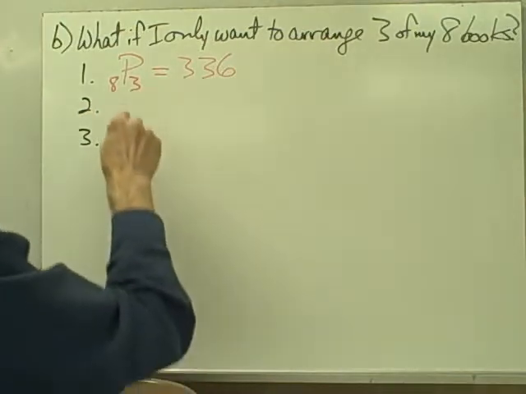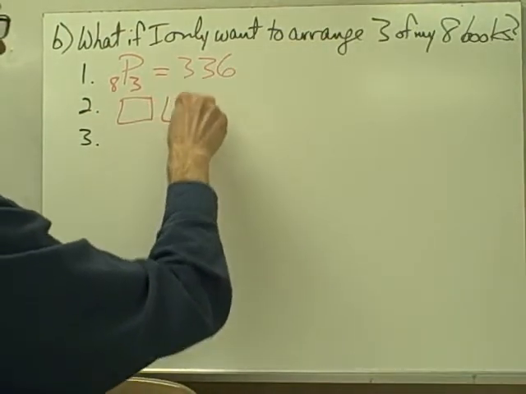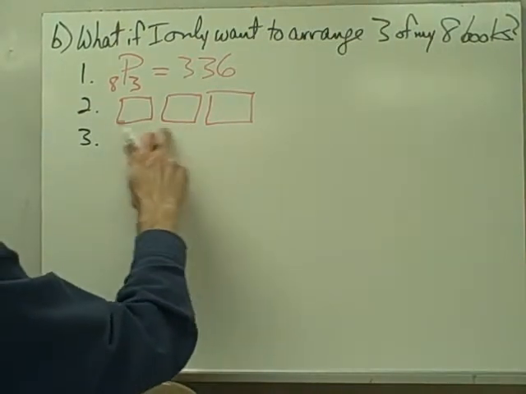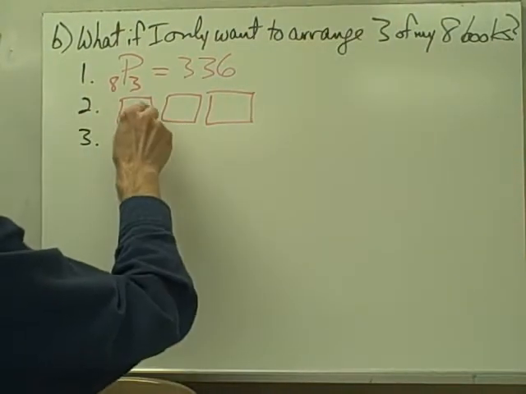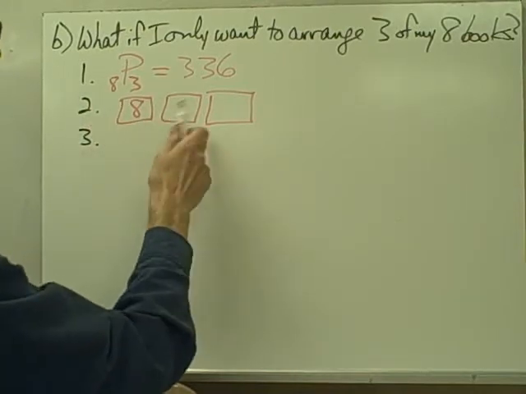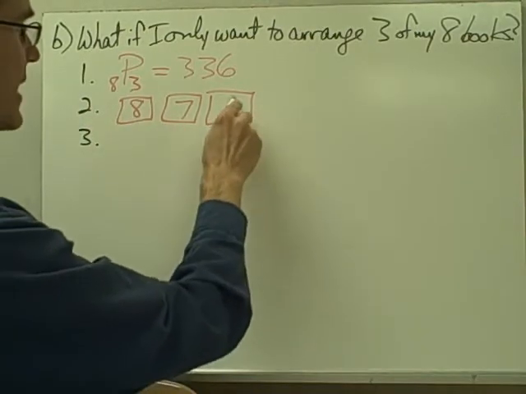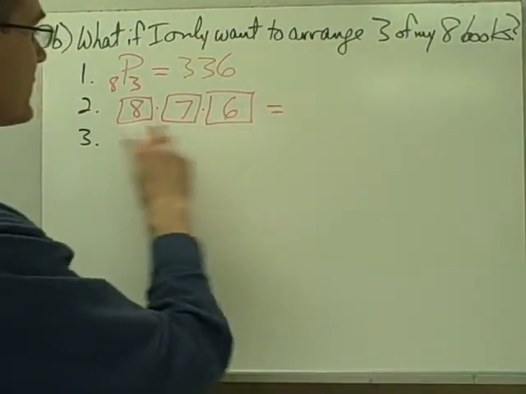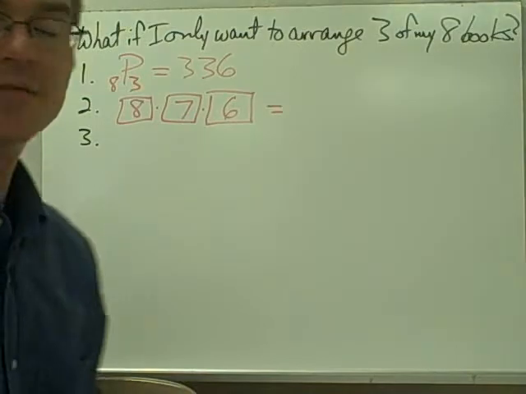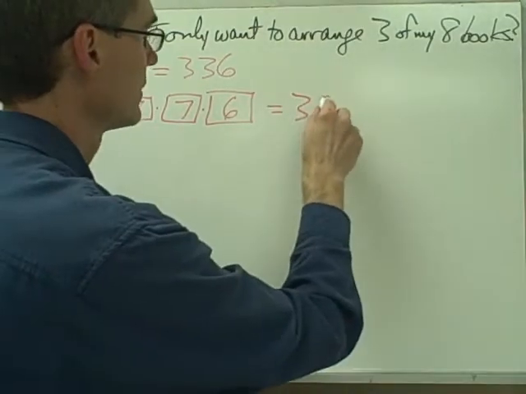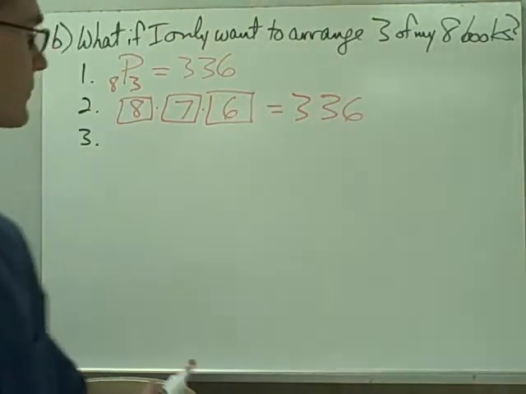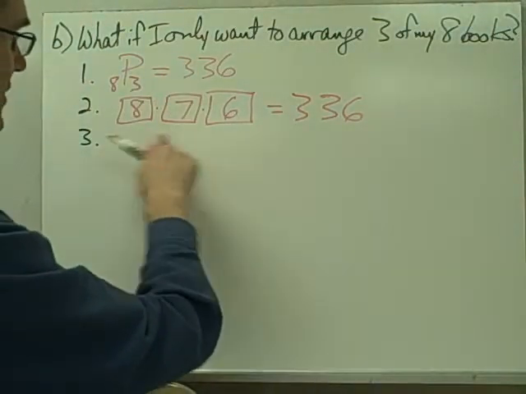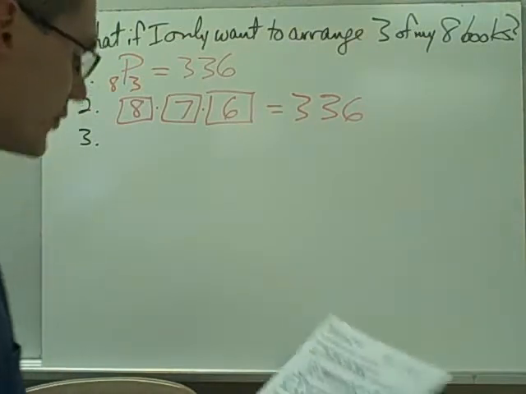Again, I could also use the fundamental principle of counting. Since I only want to arrange 3 of my 8 books, I would draw 3 boxes, and I put the number of choices I have for the books that could go in each slot. For my first slot, my number of choices is 8, second slot it's 7, third slot it's 6, and I multiply these 3 numbers together, and I get 336. Well, I can also express this operation using factorial notation.